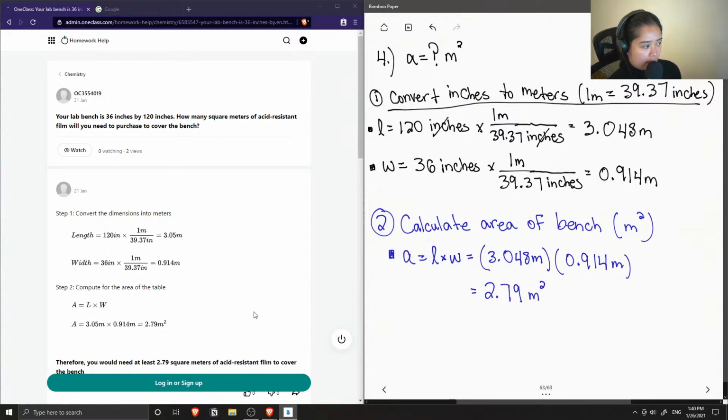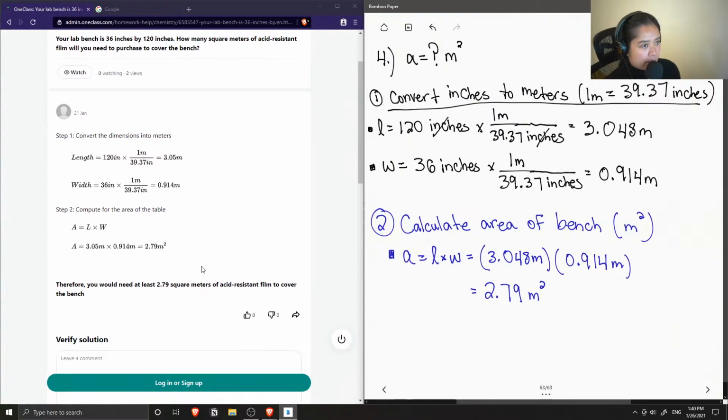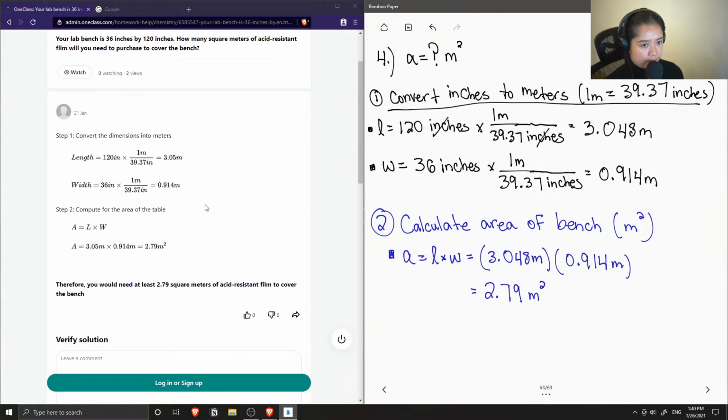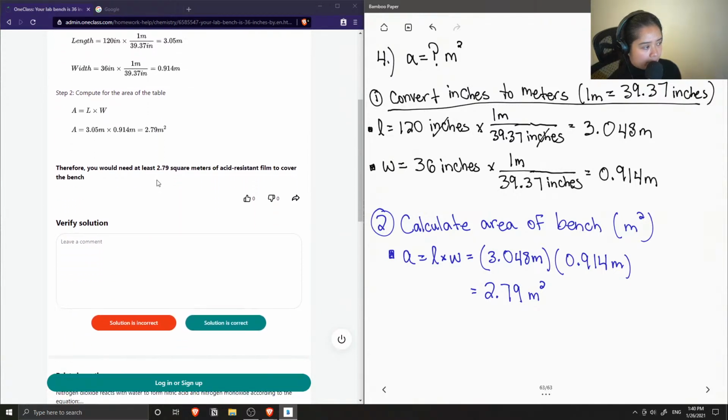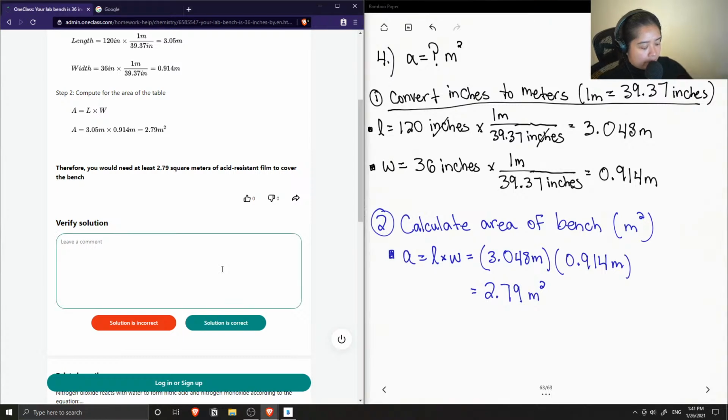Okay, so now let's see what the junior tutor said. Step 1 is to convert the dimensions into meters. So they used the same conversion factor and they kind of rounded it off, but they got the same answers, 3.05 meters, 0.914 meters. And when they multiplied the two, they also got 2.79 meters squared. So therefore, you need at least 2.79 square meters of acid-resistant film to cover the bench. So this solution is correct.